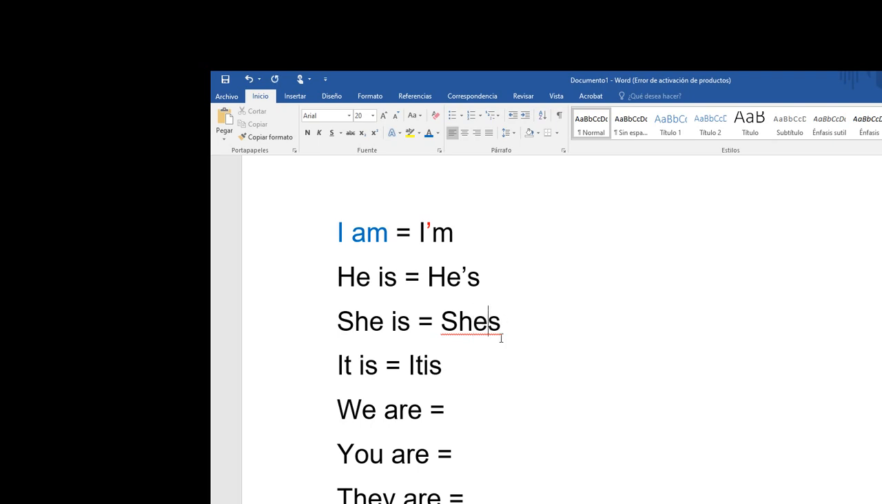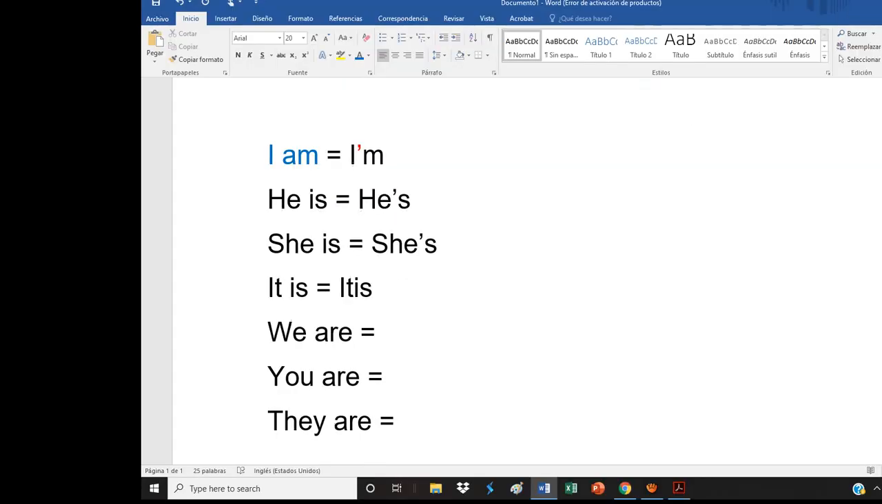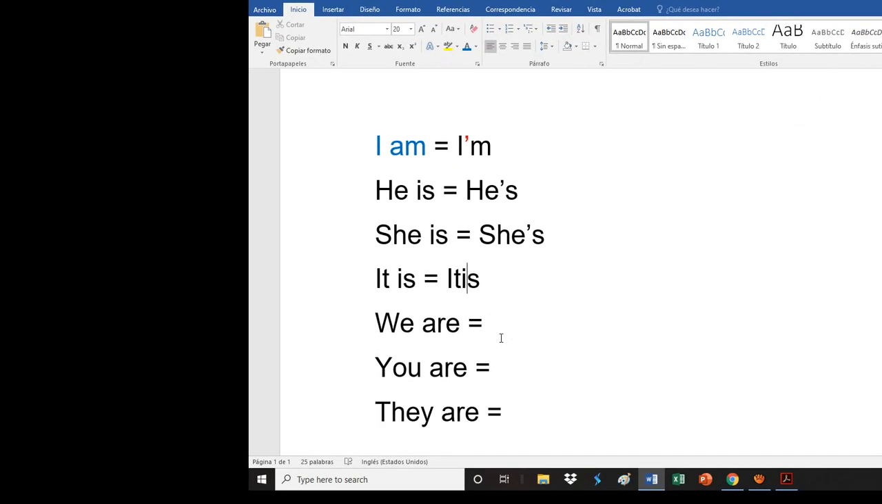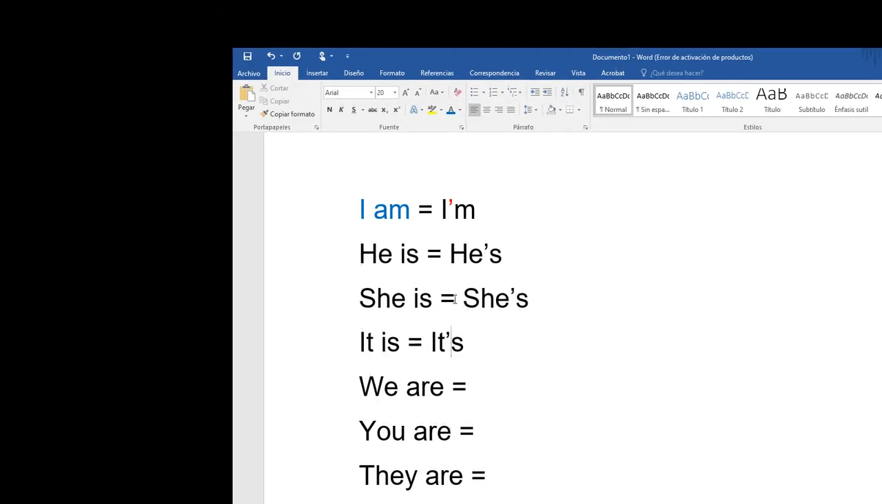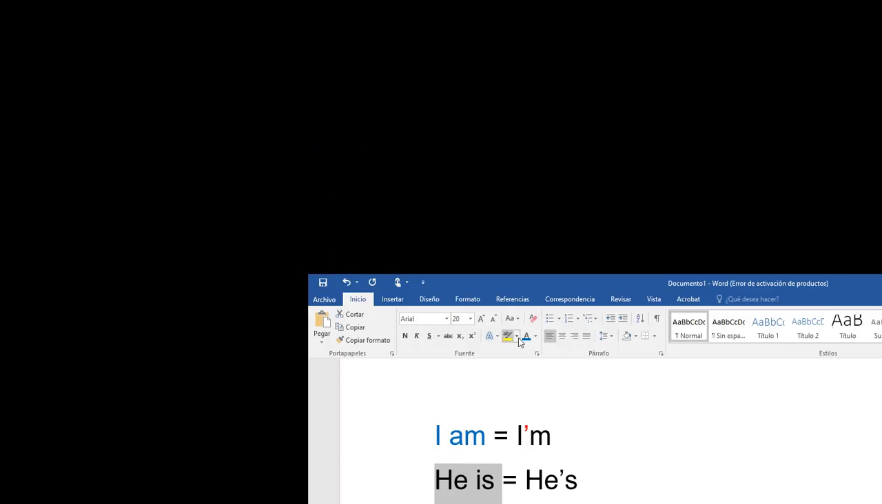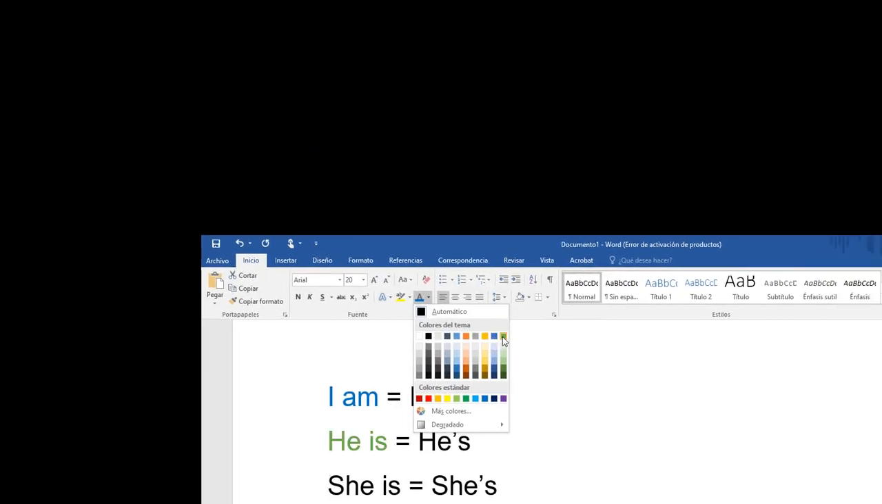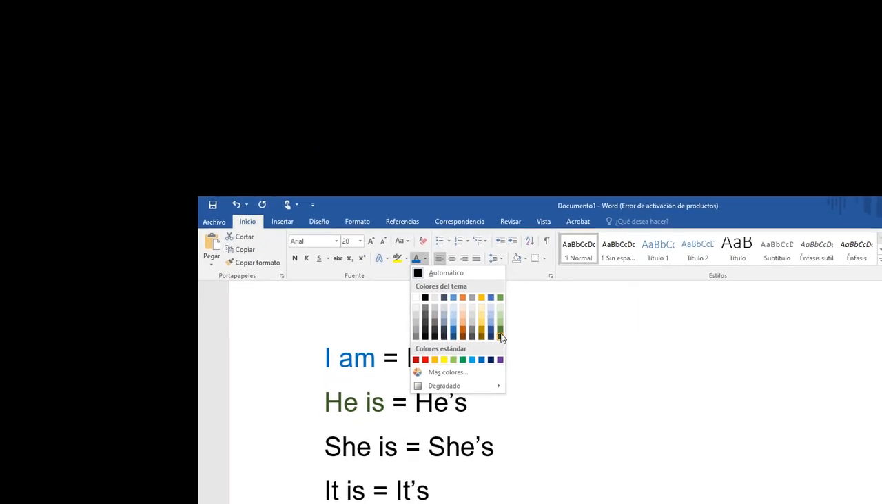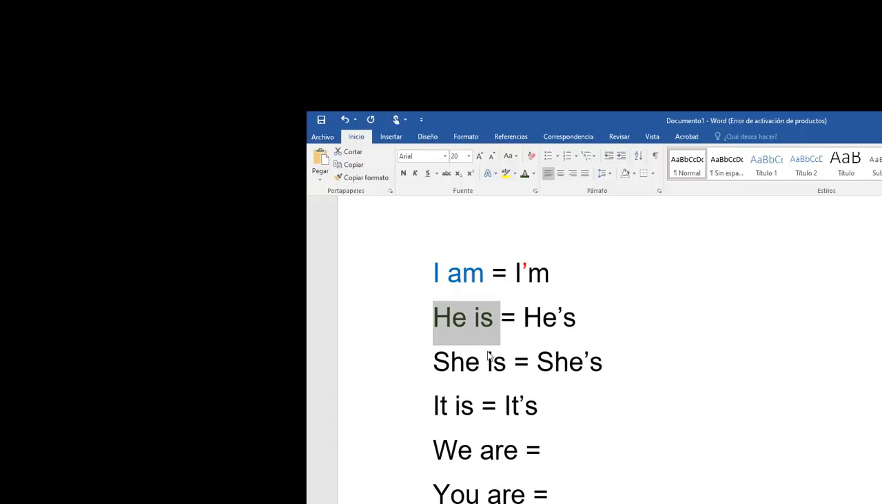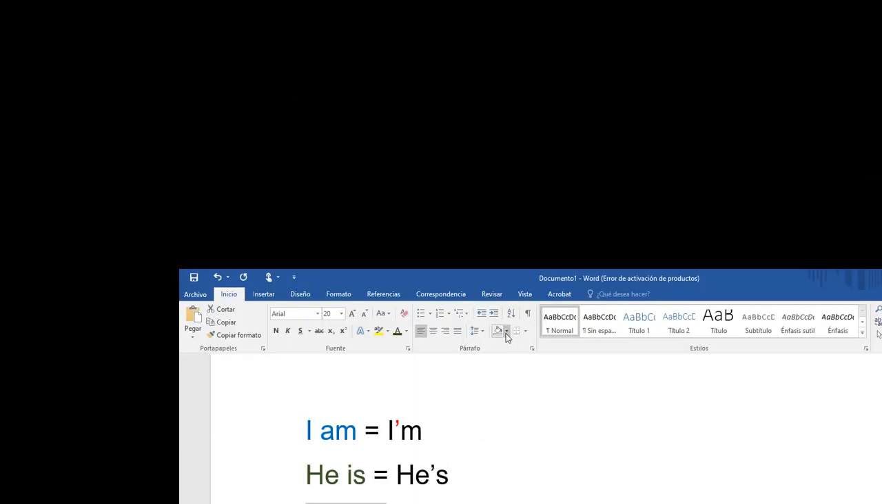We're gonna delete this one, and then instead of that, we're gonna put an apostrophe. The apostrophe shows that there used to be a letter there, so it's replacing a letter. Same happens with it is, which will turn into it's. Okay, so far so good. We're gonna put this in different colors so that you may see the difference. Okay, better this color right here. Yeah, like that. Same with this one.